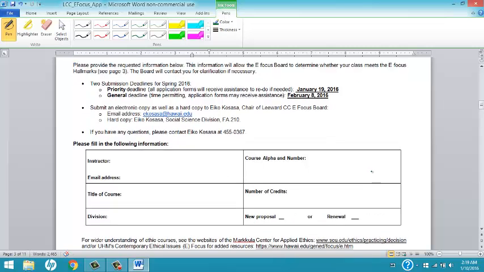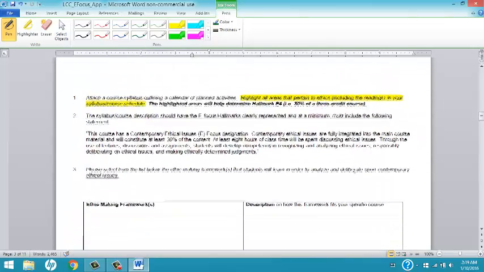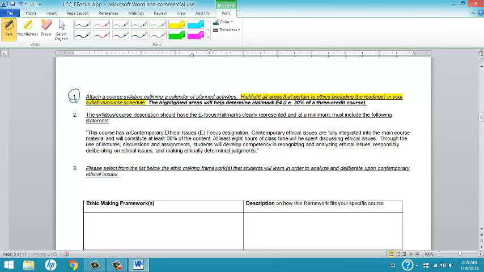Now, starting from here, please pay attention to number 1. You will have to attach a course syllabus outlining a calendar of planned activities. Please highlight all areas that will pertain to ethics, including the readings in your syllabus as well as course schedule. Now, these highlighted regions and areas will help the board determine if you fulfill hallmark number 4, which corresponds to 30% of a 3-credit course.